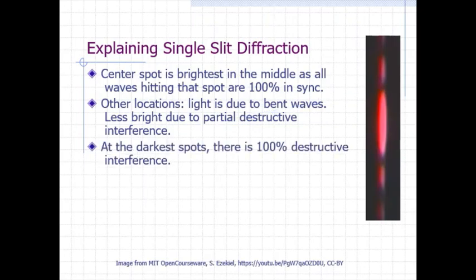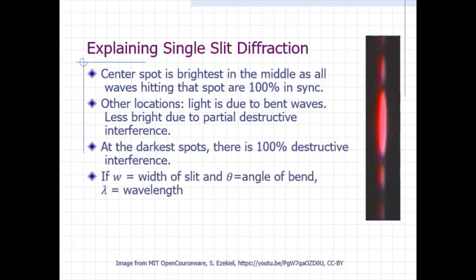Where do these occur? If W is the width of the slit and theta is the angle of the bend to get to a dark location, W times sine of theta is equal to a multiple of lambda: lambda, 2 times lambda, or 3 times lambda, etc. Here, lambda is the wavelength of the light.